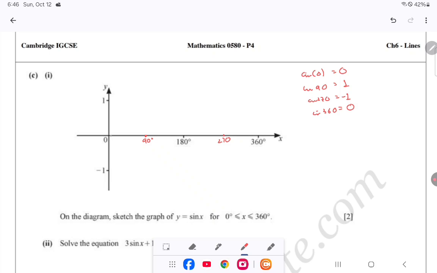On sin 0, it will give you 0 right here. On 90, it will give you 1. On 180, sin 180 is again 0 right here. On 270, it will give you negative of 1 right here. And on 360, it will again give you 0. Just form the points. This is our sine graph.